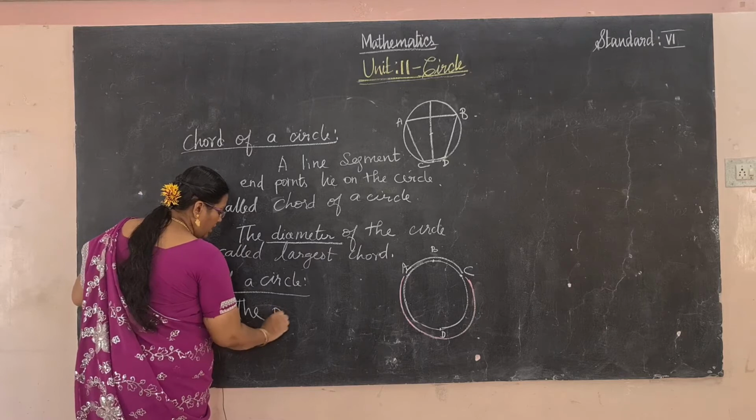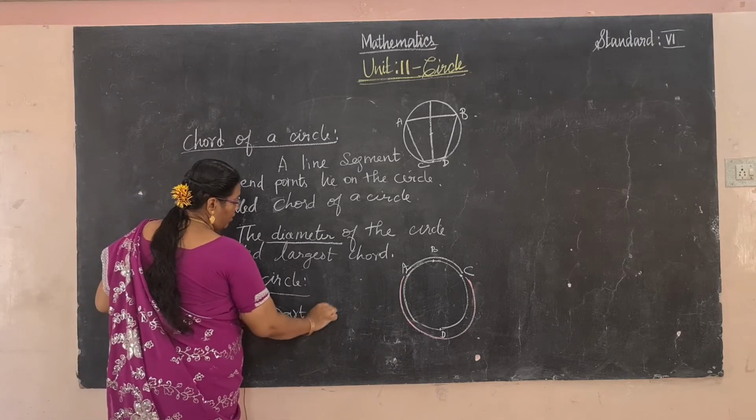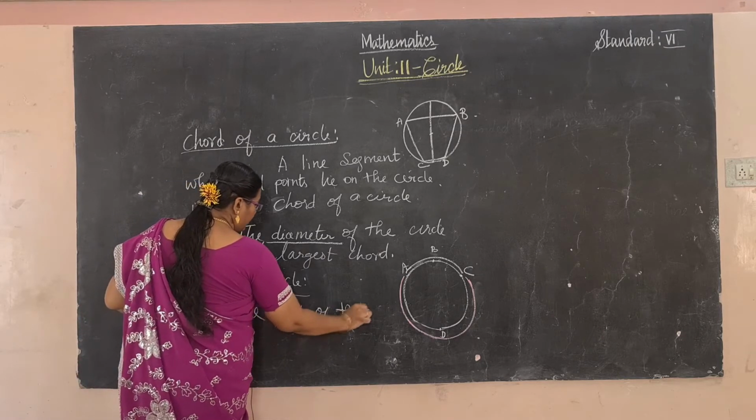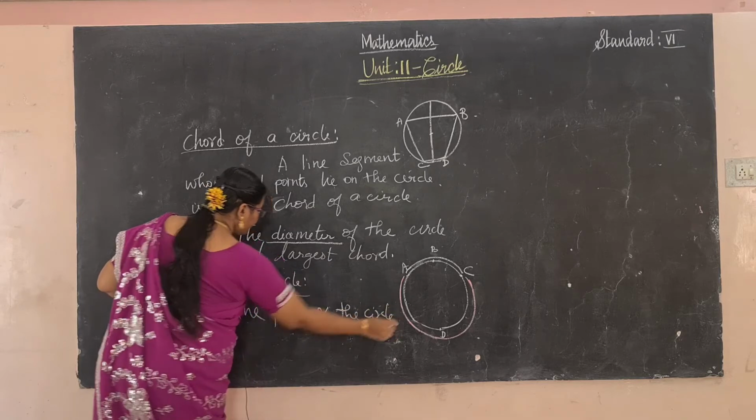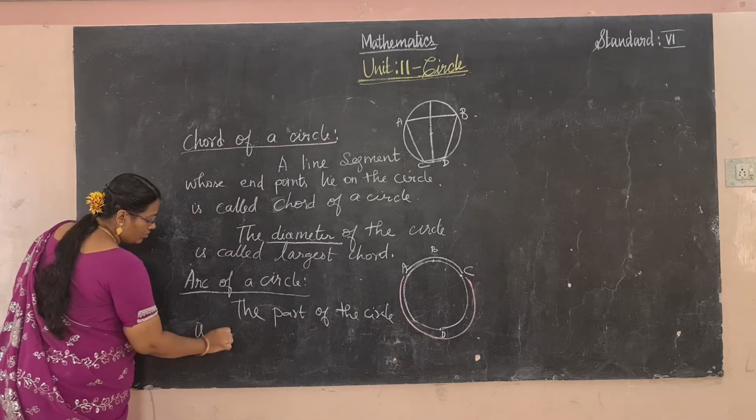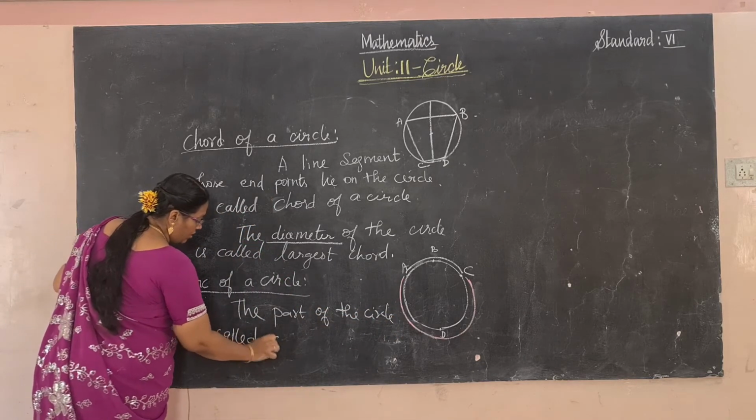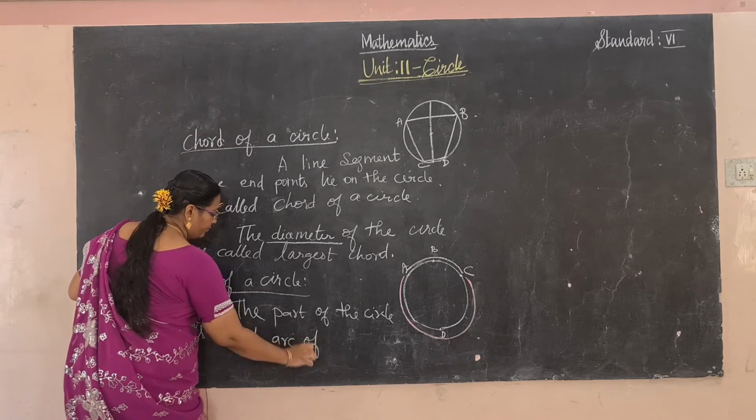The part of the circle is called an arc of a circle.